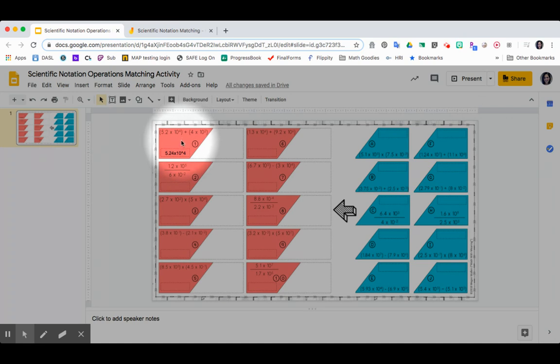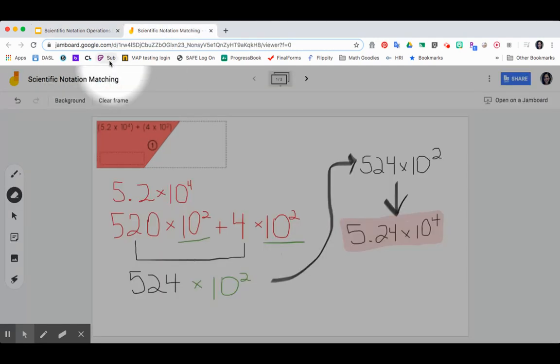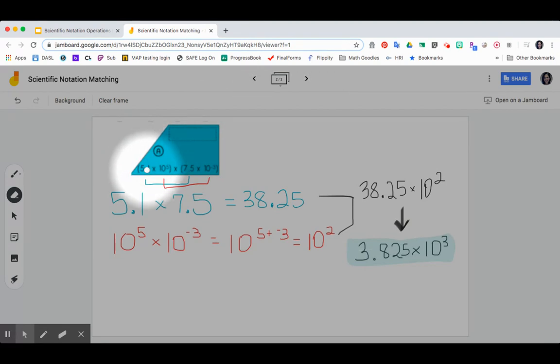So now you can see that the answer to that problem is on the card. So now ideally I want to find another one of these that has the same answer, 5.24 times 10 to the 4th power. We're going to look at card A together. So here's card A, 5.1 times 10 to the 5th times 7.5 times 10 to the negative 3. Be careful, that is a negative 3.